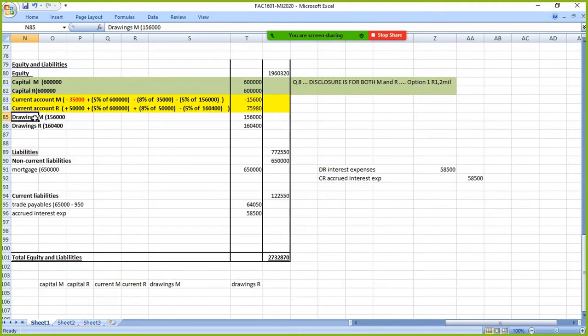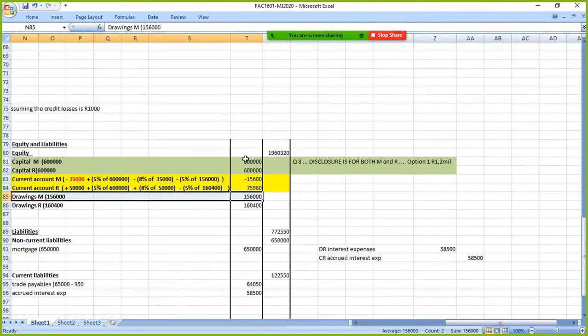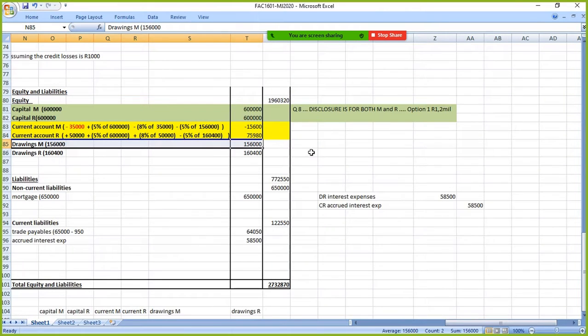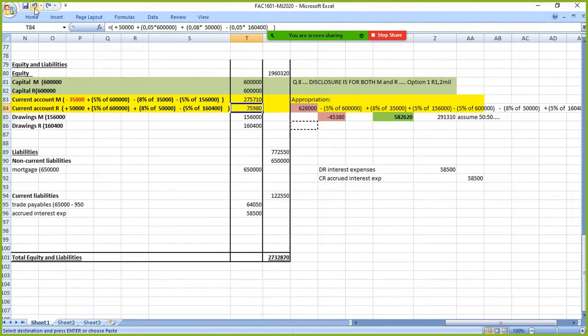Actually, maybe that was the right answer, and they just took out the drawings. I think that's what they did. Ooh, but now I've removed all of it. What was that? Let me undo quickly. Here. Yeah, that was what I had. Assume 50-50. That partner gets that, that partner gets that. Great.